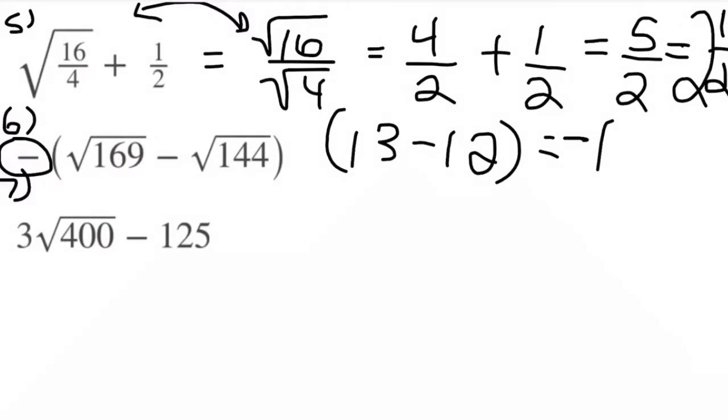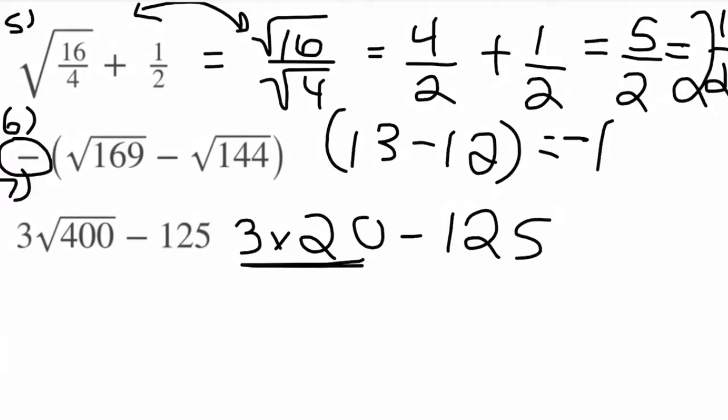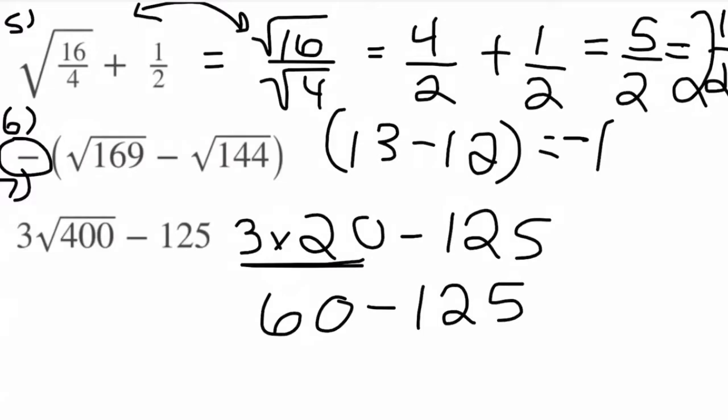So go ahead and pause the video and try number 7. So we are going to find the square root of 400 first, which is 20, times 3, minus 125. 20 times 3 is 60, minus 125. This is a smaller number minus a bigger number. So you could go ahead and do 125 minus 60 and just know that your final answer is going to be negative because you are taking away the larger number from the smaller number. So our answer is going to be -65.